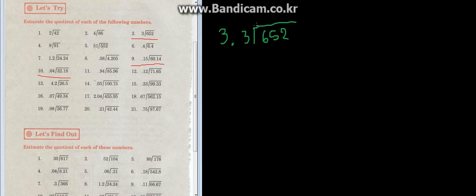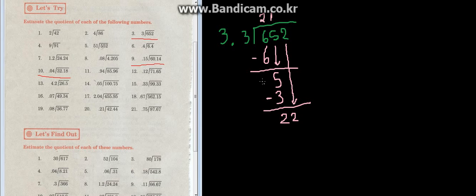Well, how many 3's can you put into 6? 2 times, right? 2 times 3 is 6. 6 minus 6 is 0. And you bring down 5. And how many 3's can you put into 5? 1 time, right? 3 times 1, that's 3. 5 minus 3 is 2. Bring down 0. 22. And 3 goes into 22 about 7 times.